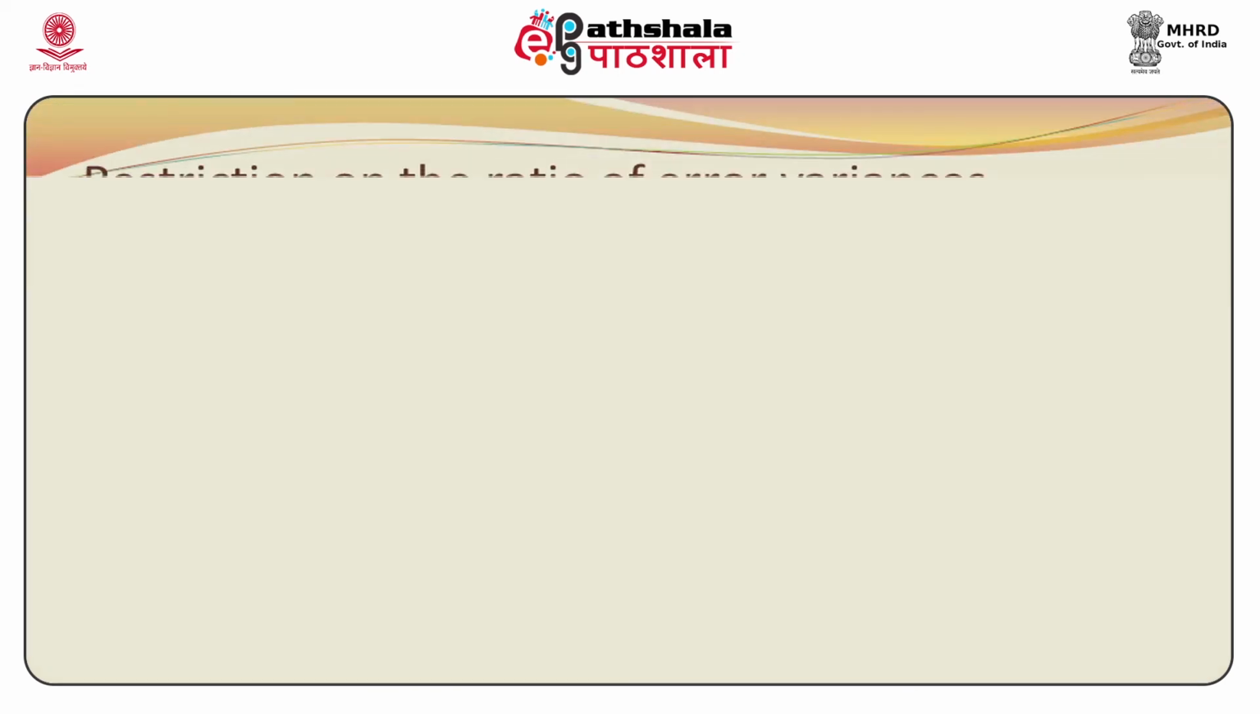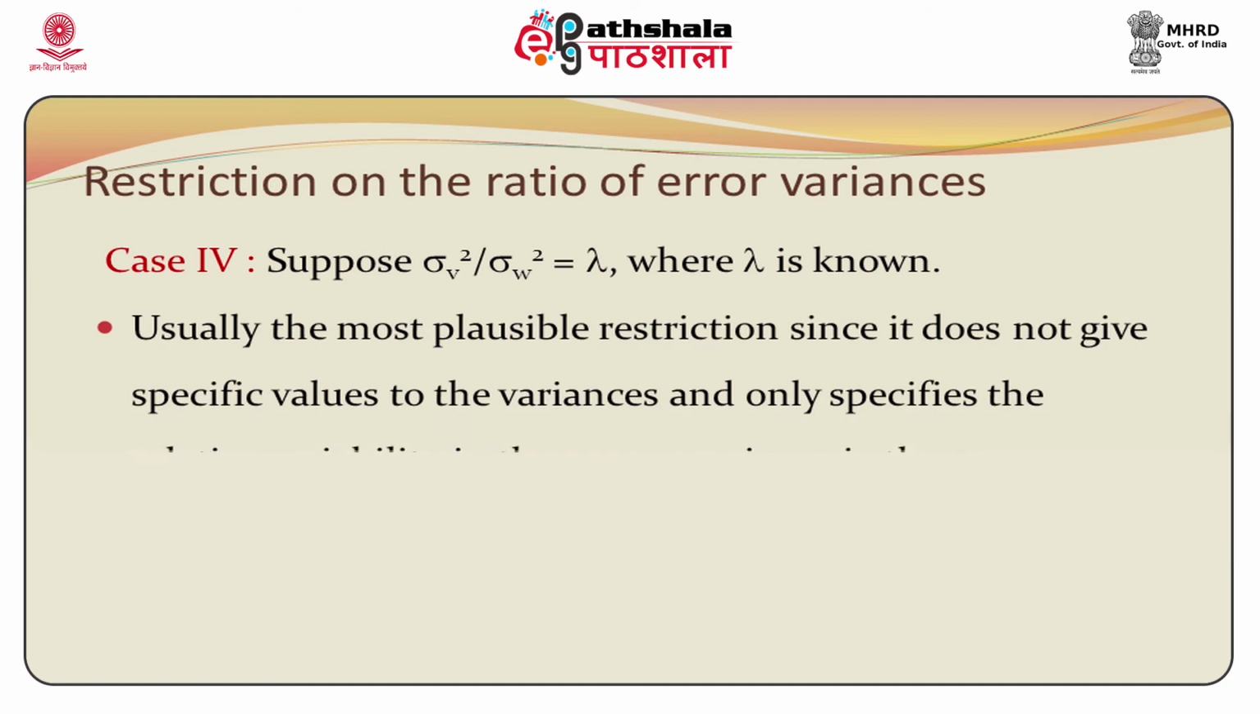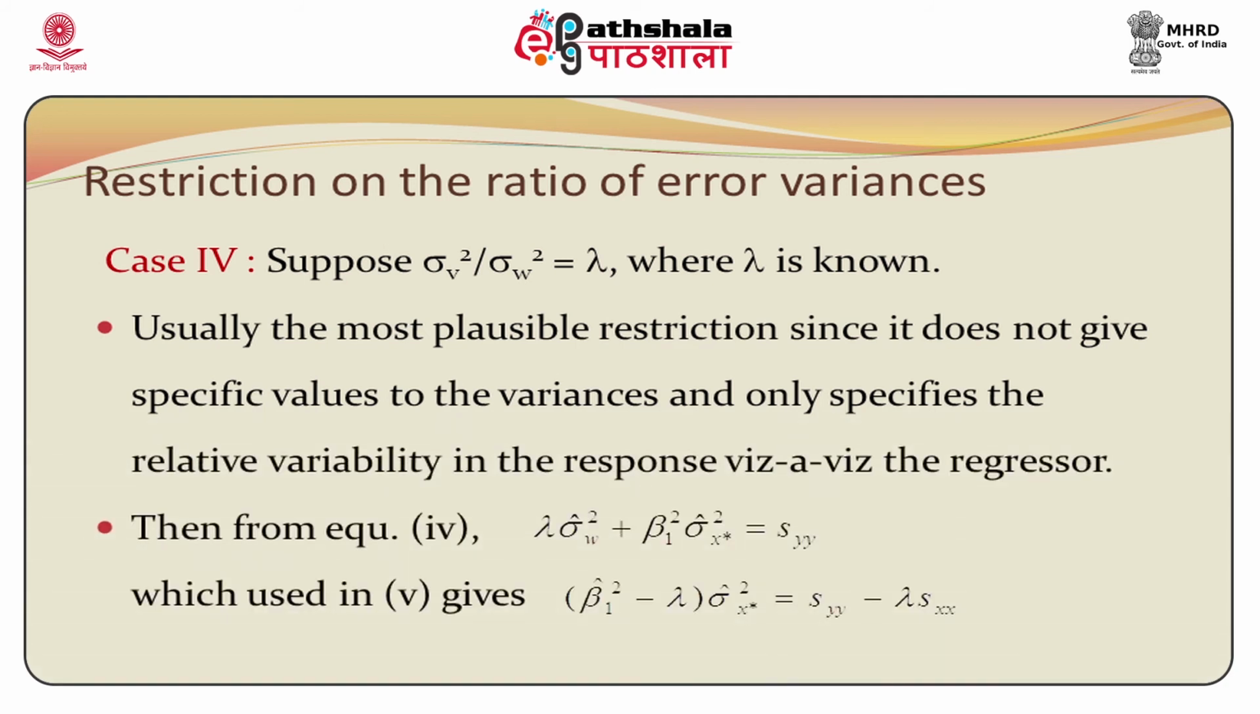Now, let us come to the fourth case. In the fourth case, we assume that sigma v square by sigma w square is equal to some known constant lambda. Now, again this is a plausible assumption, and we are saying that the error variance for the response by the variance for the explanatory variable, this proportion is known to us. So, we are not giving exact values of sigma v square, sigma w square, we are only saying that one is equal to the other or maybe twice the other, etc. So, it is just a proportionality idea that we are using, and this is much easier to conceive than getting the exact values of these variances.